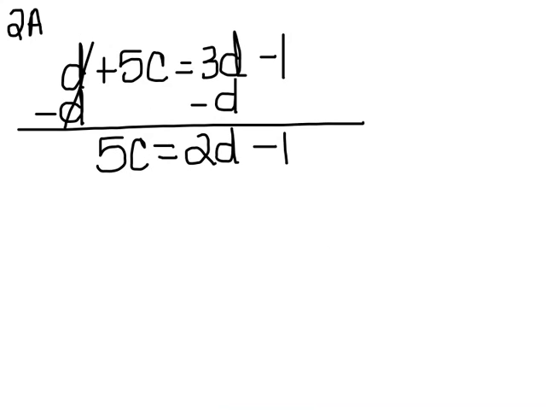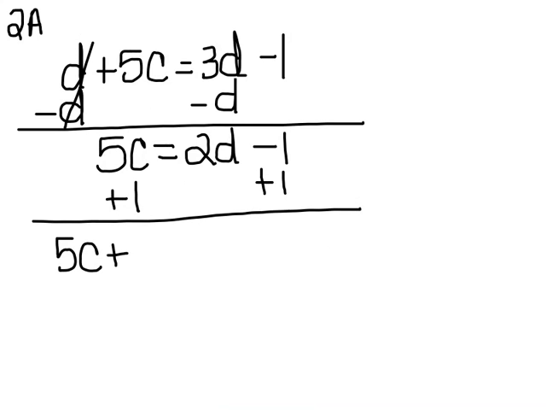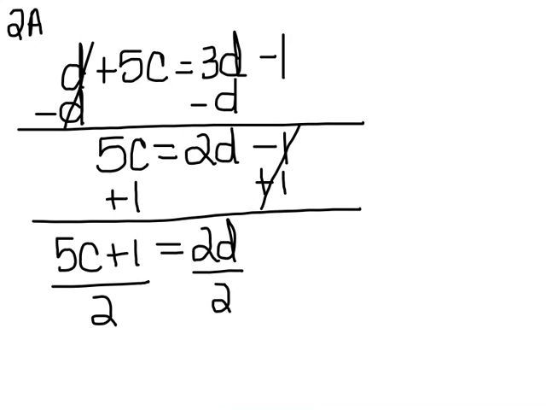Now, in order to isolate our d, we'll have to move this 1 over to the opposite side. So we'll add 1 to both sides. That way we have 5c plus 1 equals 2d. Now, in order to isolate our d, we'll have to divide both sides by 2 and undo the multiplication between the 2 and the d. Our final answer is that d equals 5c plus 1 over 2.